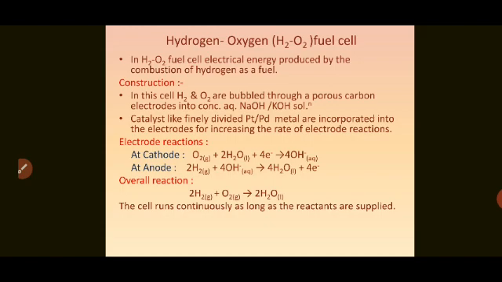So you can go through the diagram which is given in the textbook. The question may come like, what are the reactions taking place at cathode or anode for any of these cells which are given as primary batteries and secondary batteries, or which fuel is used in spacecraft, etc.